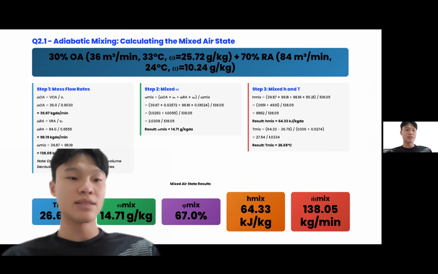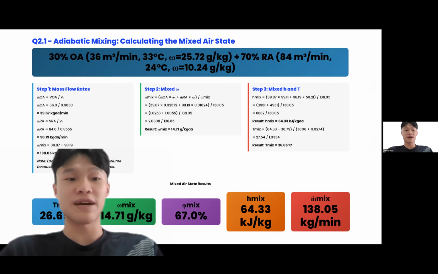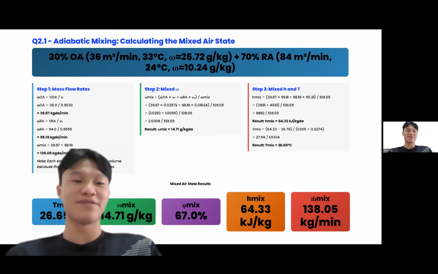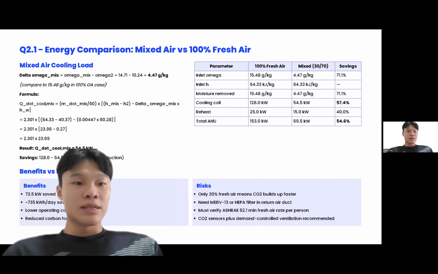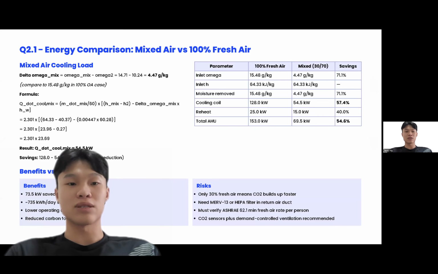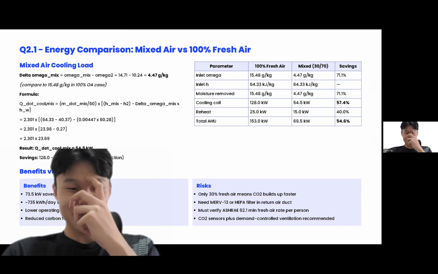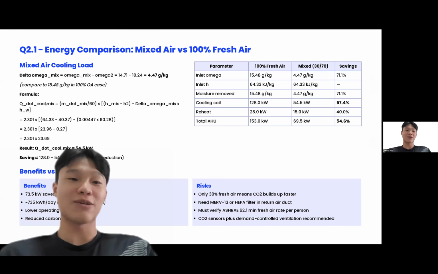The enthalpy balance gives a value of 64.33 kilojoules per kilogram. Inverting the enthalpy equation gives the temperature of 26.65 degrees Celsius at 67% relative humidity. This is the table. Now the cooling load for the mixed air system: the moisture difference from the mixed state to state 2 is only 4.447 grams per kilogram, compared to 15.48 of the 100% outdoor air case.